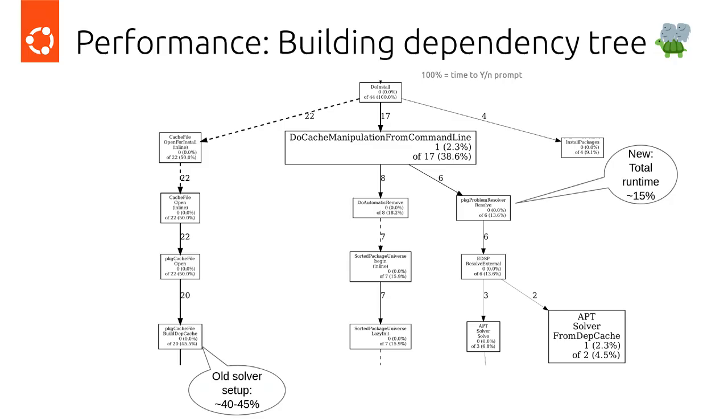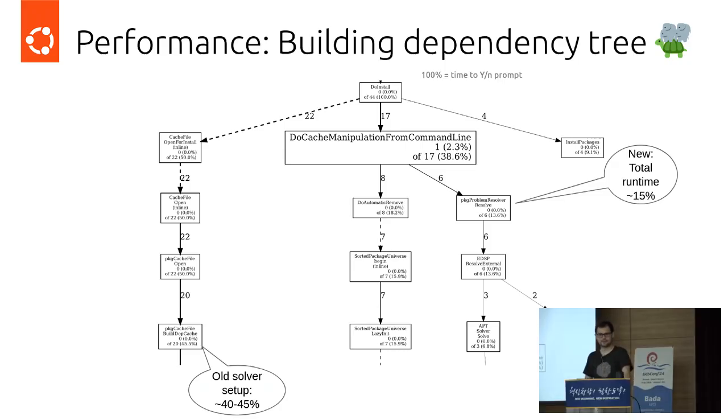And the new solver, we can see on the right, the new solver's total runtime is 15% in this example. And that's about the same runtime as the old solver adds on top of its setup. So essentially, the left tree will fall away once we can completely switch over to the new solver. So we'll see a runtime improvement of, I guess, 40%.